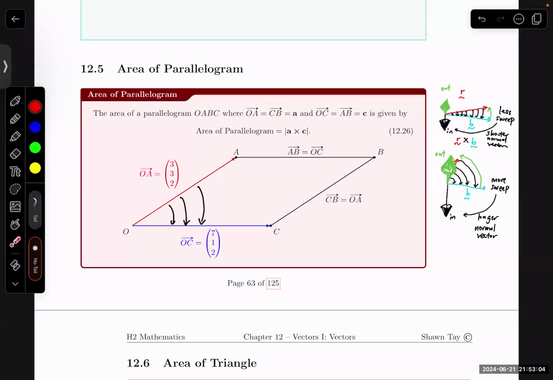So opening up a parallelogram like this, like unfolding a parallelogram. The more you sweep, the bigger the area of the parallelogram. At the same time, the more this normal vector grows out. The good thing is that they are all equal.